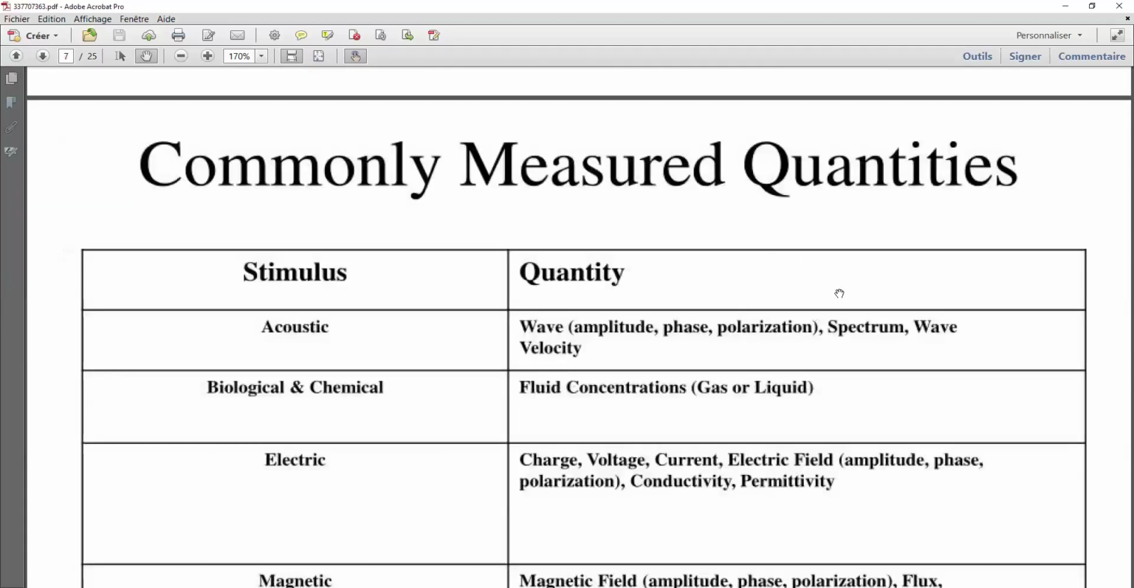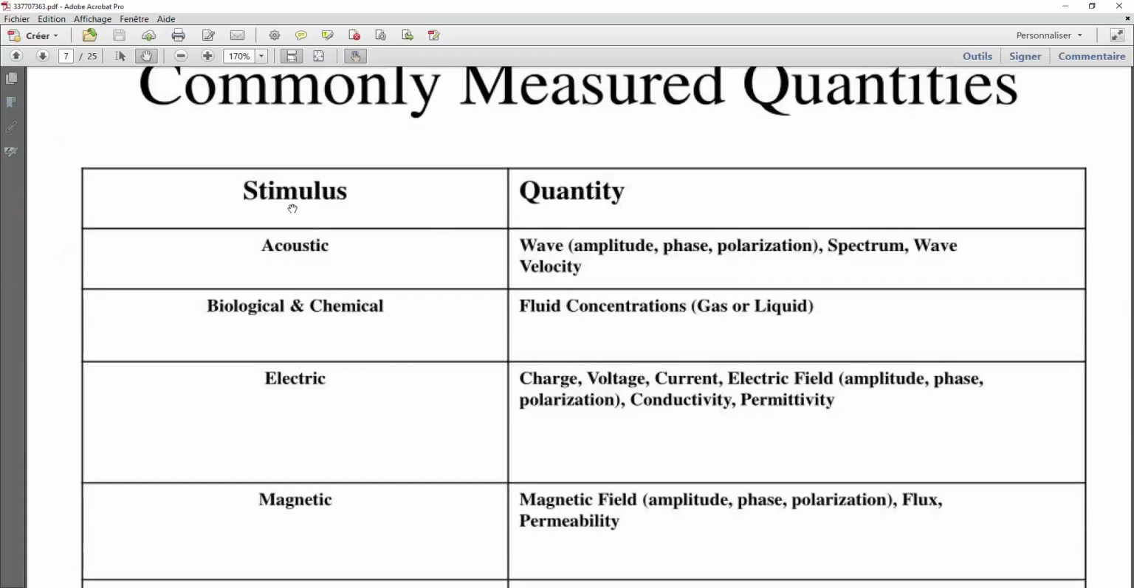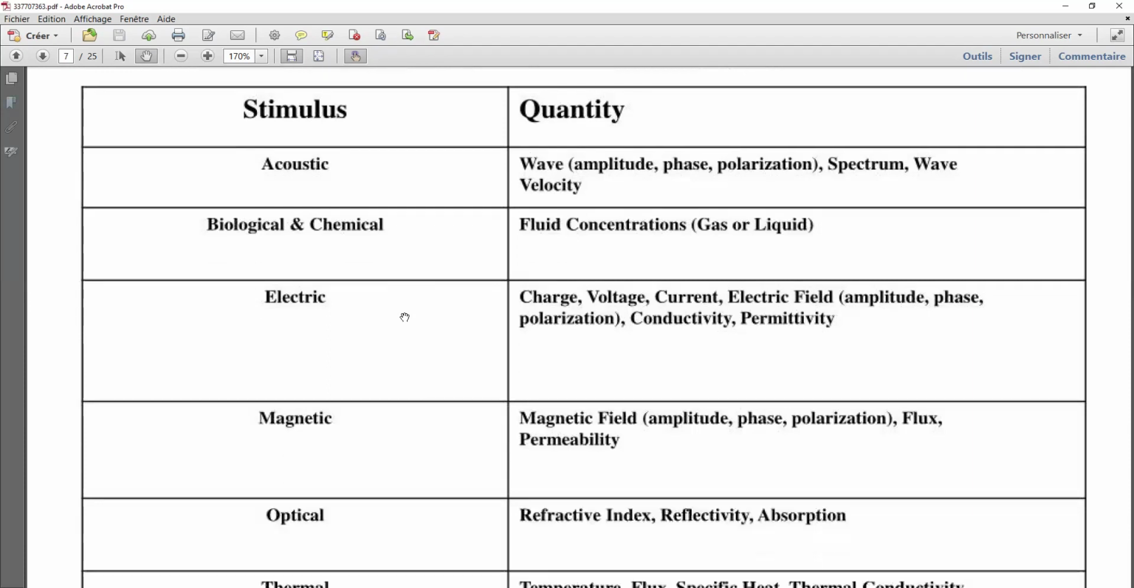These are the commonly measured quantities. For the acoustic stimulus, we have the quantities wave amplitude, phase, polarization, spectrum, wave velocity. For biological and chemical, we have fluid, concentration, gas or liquid. For electric, we have charge, voltage, current, electric field, amplitude, phase, polarization, conductivity, and permittivity.